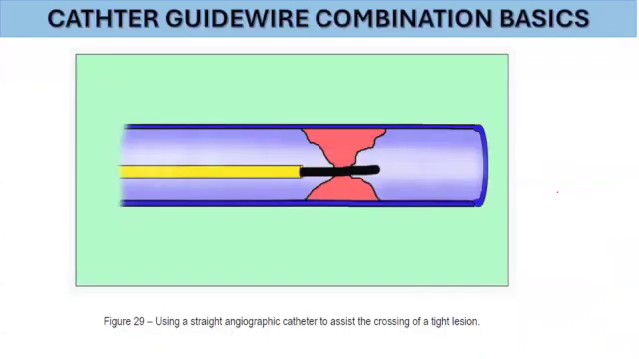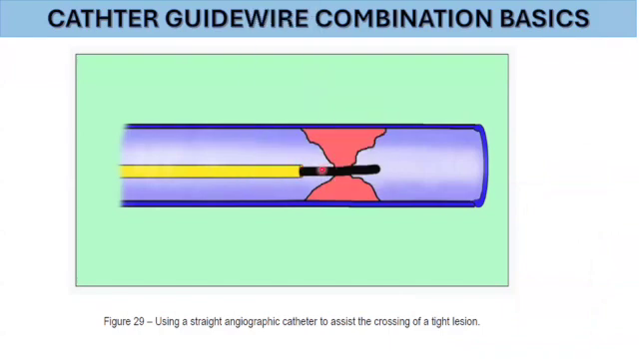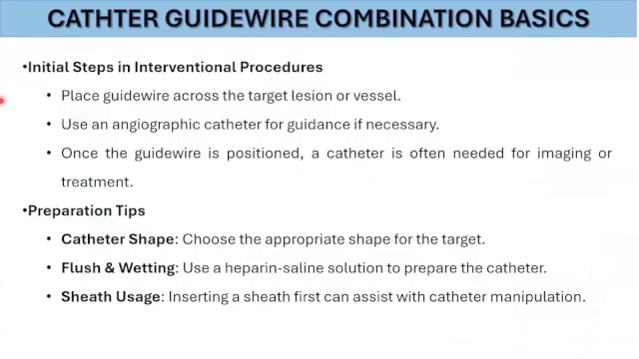So basically, this is how a catheter provides support and you can manipulate and cross the lesion, cross the tight lesion. So initial steps, we place the guide wire across the lesion and then we use an angiographic catheter for guidance if necessary. Once the guide wire is positioned, a catheter is often needed for imaging and treatment.